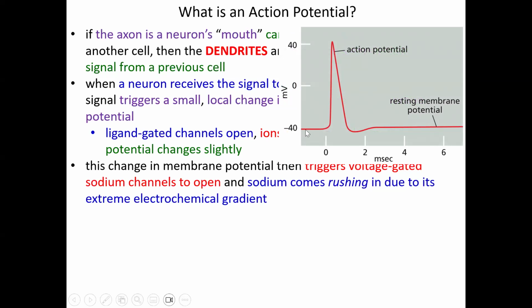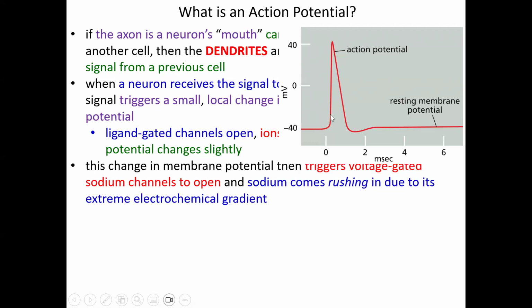We're starting at our resting membrane potential. For this particular cell, the resting membrane potential is negative 40 millivolts. Okay, membrane's at rest. What happens? Well, the cell receives a signal from a previous neuron. And that receiving of a signal, we'll talk about that at the end of the video today, but that receiving of the signal for now opens ligand-gated ion channels. Because those ligand-gated ion channels open, ions start rushing in, and the membrane potential just slightly climbs.